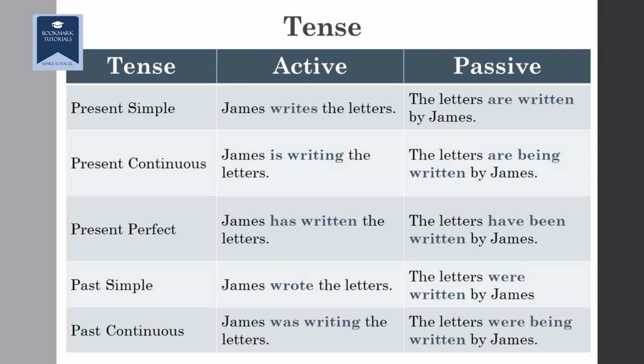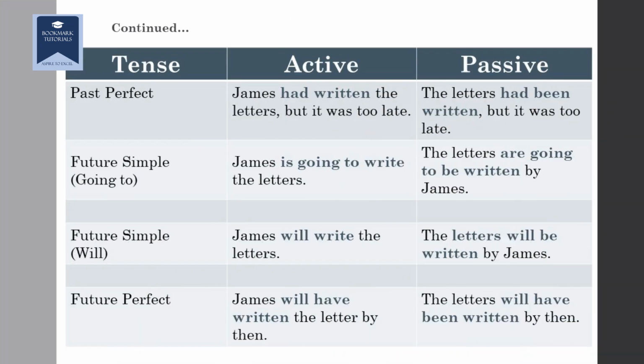James wrote the letters. The letters were written by James. James was writing the letters. The letters were being written by James. James had written the letters, but it was too late. The letters had been written, but it was too late.